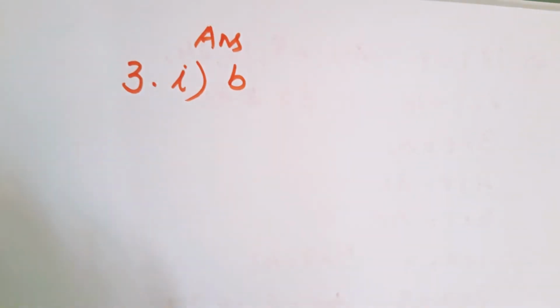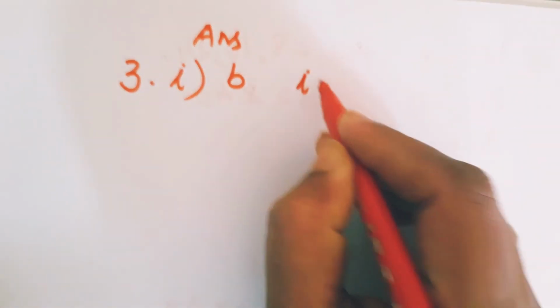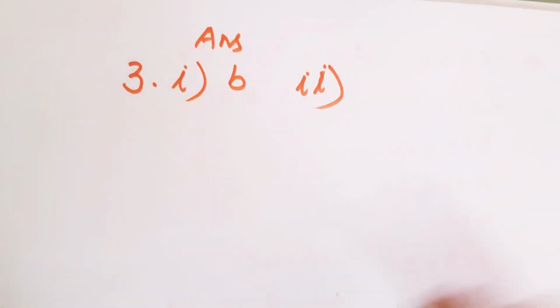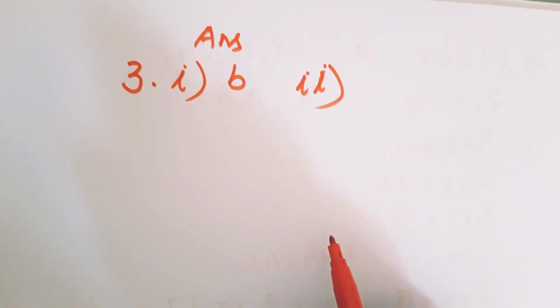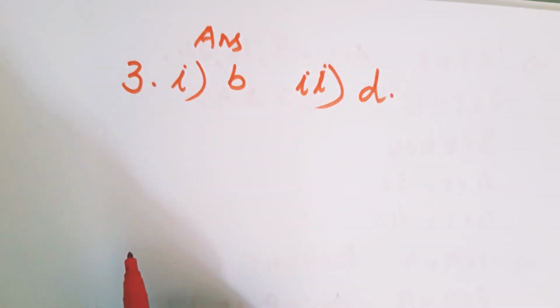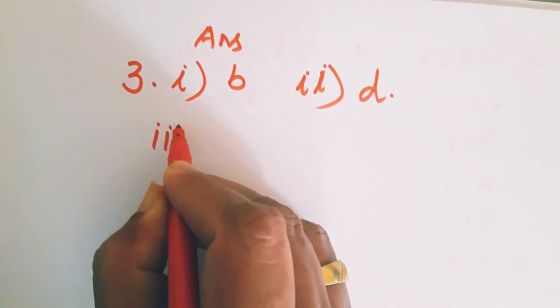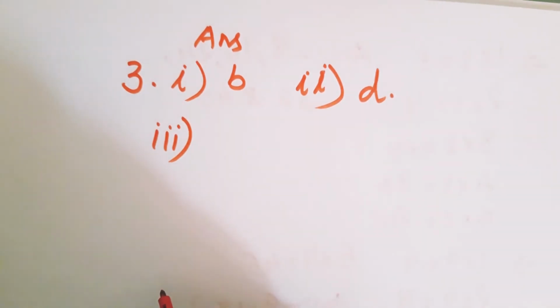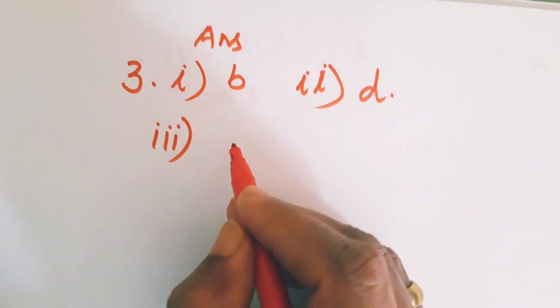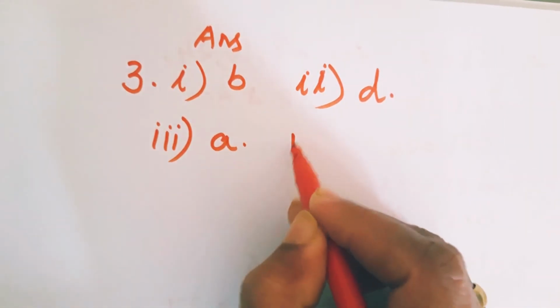So the first answer is B. Now the second one, 15. What will be the answer for 15? You check the options in column 2. Factor of 30. Okay, factor of 30. What is a factor? We have discussed it in our last video in class 6. So 15 is a factor of 30. So the second one's answer is D. Now the third one, 16. 16 is a multiple of 8. 8 2s are 16. So the third one's answer is A.